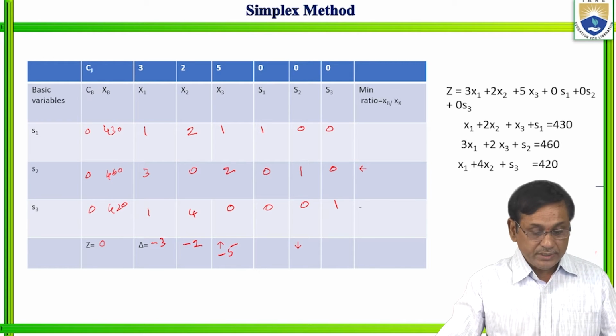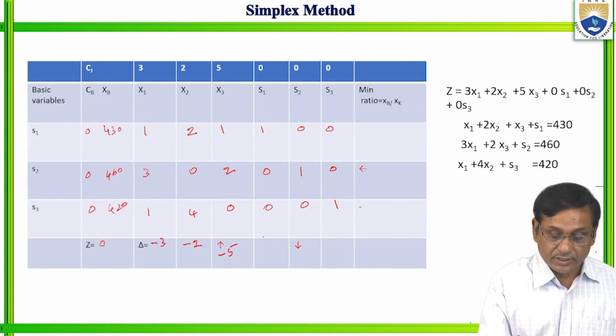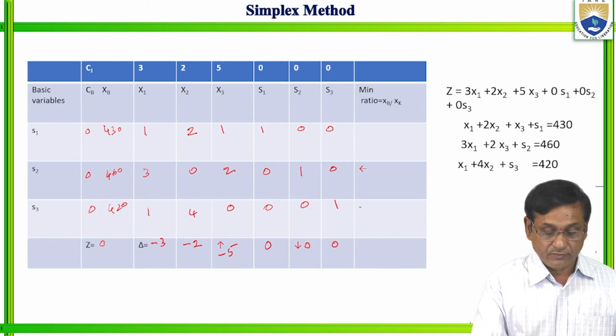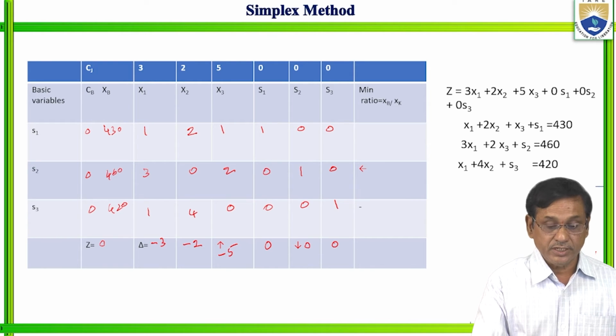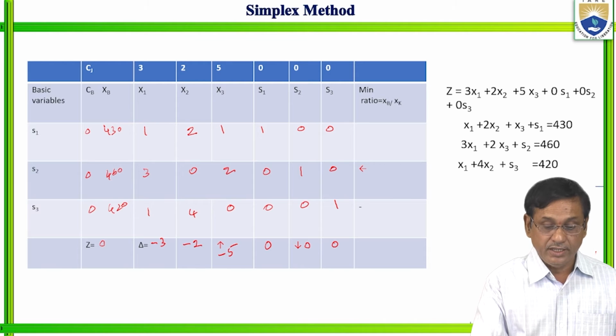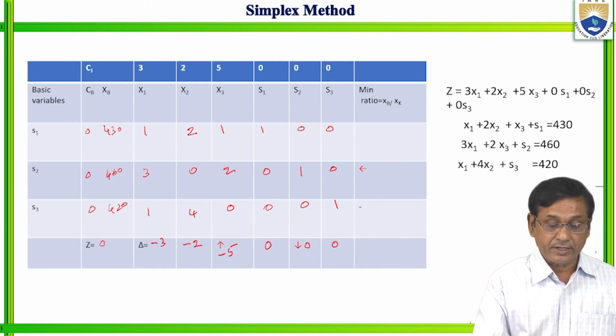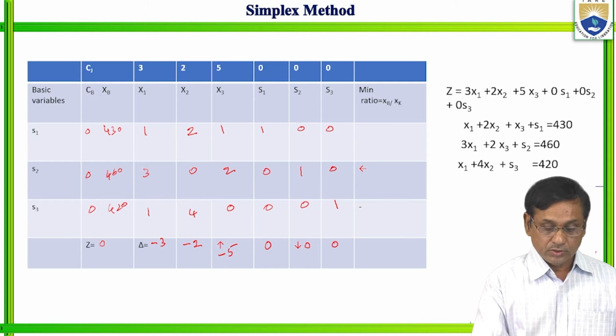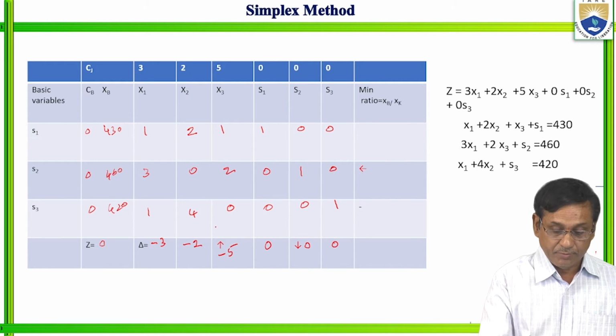So now the delta values corresponding to S1 is 0, and here also 0, here also 0. Now the most negative delta value is minus 5, that is corresponding to the column x3. Now we have to decide the incoming vector. The incoming vector is corresponding to the most negative value of the delta. So the most negative value is minus 5, so x3 is the incoming vector. That is marked by an arrow here.